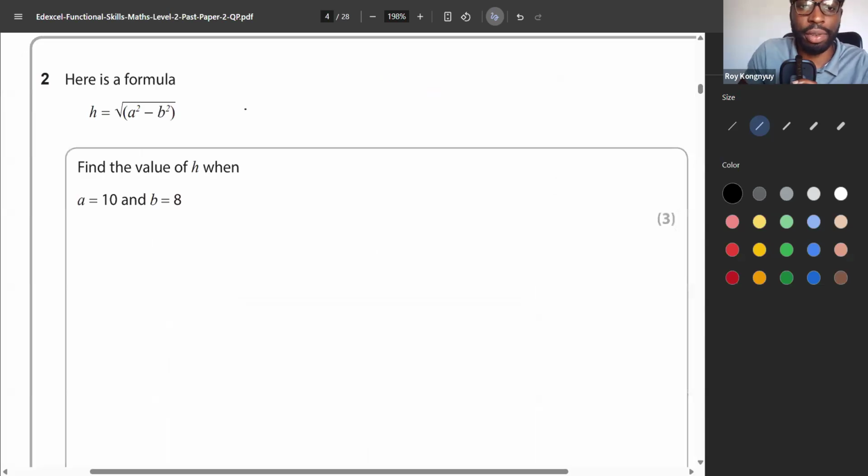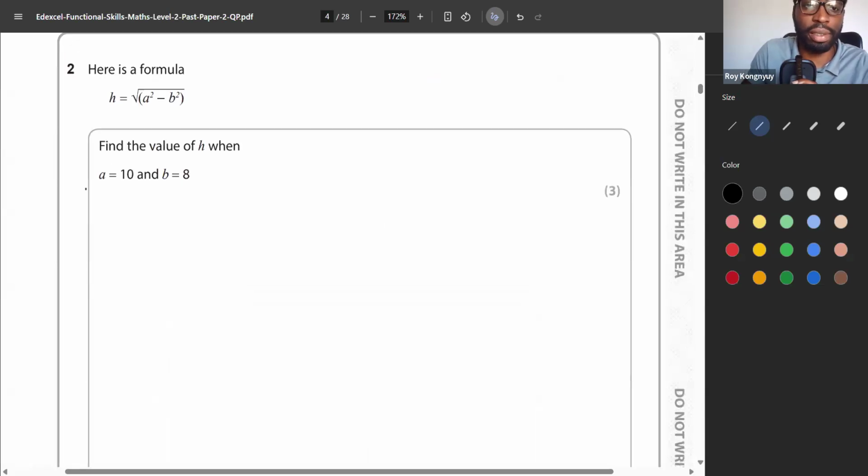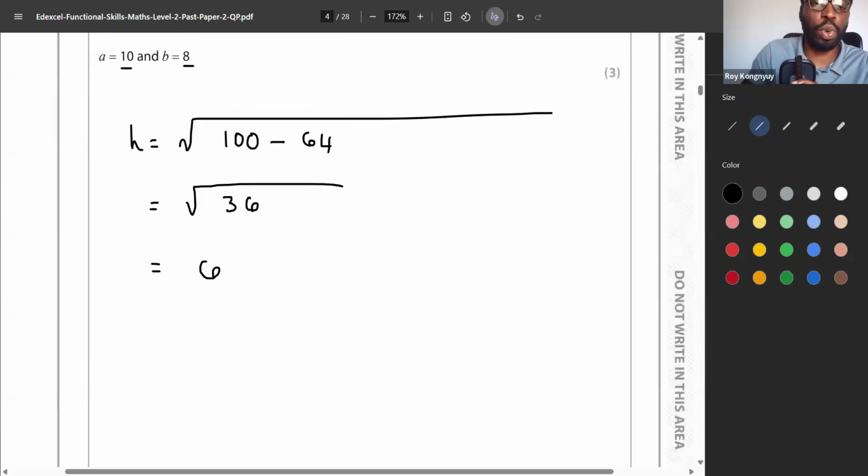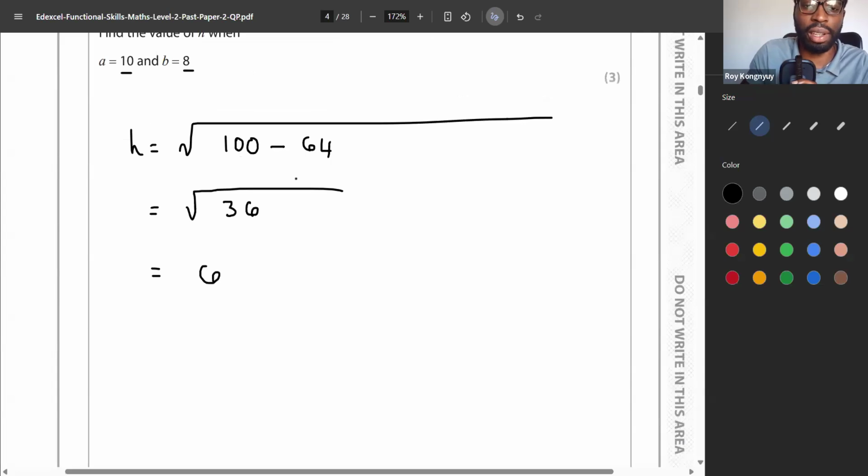All right, let's find the value of h when a is 10, b is 8. So h is the square root of 10 squared, that's 100, minus 8 squared, that's 64. 100 minus 64, that's 36. The square root of 36 is actually just 6, right? The square root asks, what number do we multiply by itself to get 36? Well, that's 6. So h is 6.